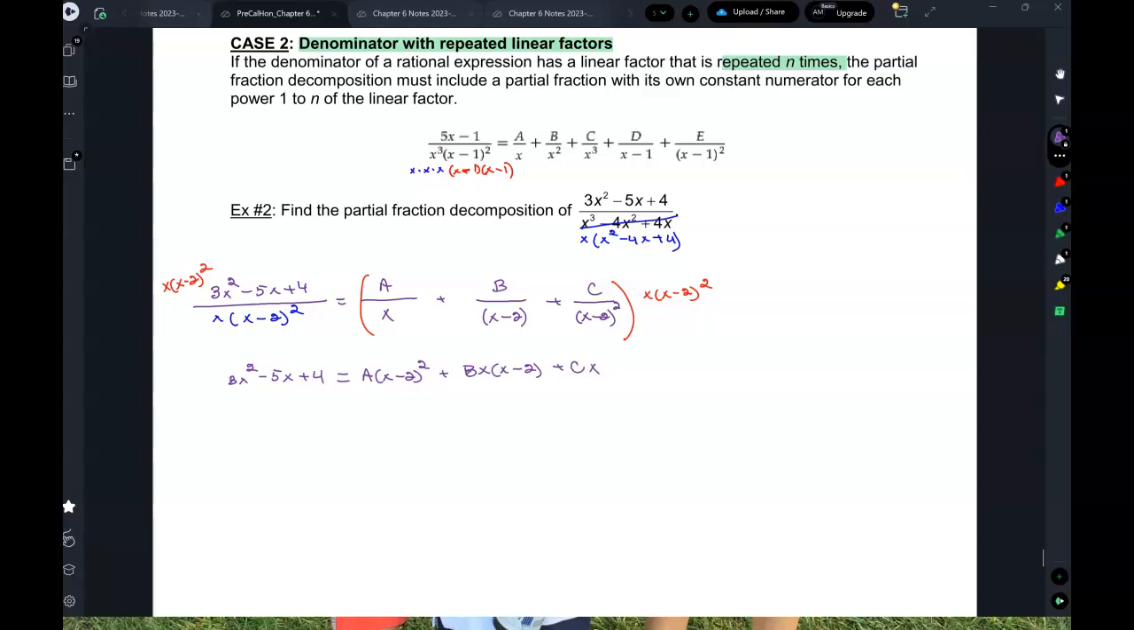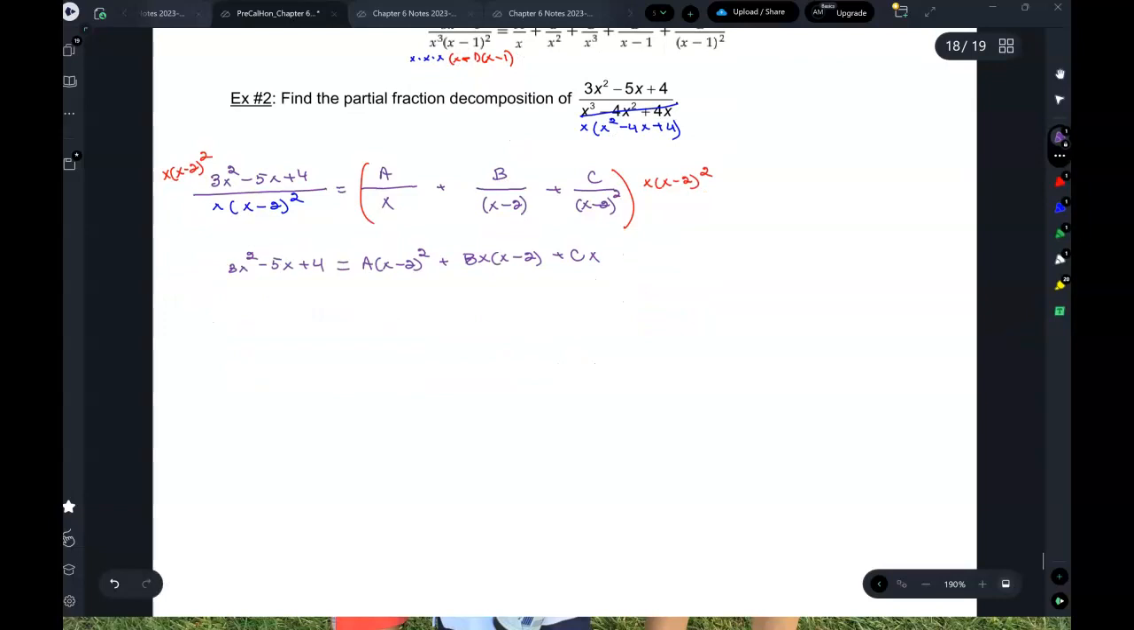Let's plug in x equals 2 first. Over here, when I plug in x equals 2, I get 6 equals A times 0 plus B times 0 plus C times 2.